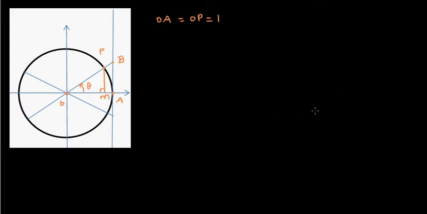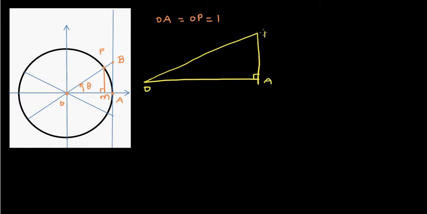And now let's look at this triangle. I'm drawing this triangle out so that you can see clearly. This is triangle OAB, which is a right angle triangle, and this angle is theta. And this is an arbitrary point P here, and this is a right angle. So we can say triangle OPM is similar to OBA, because two corresponding angles are equal.